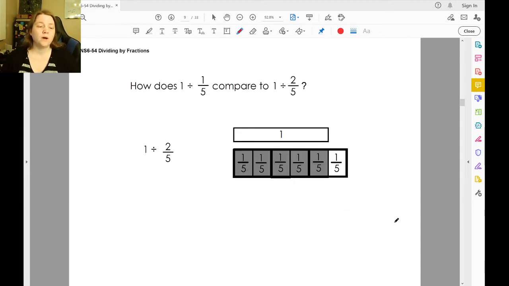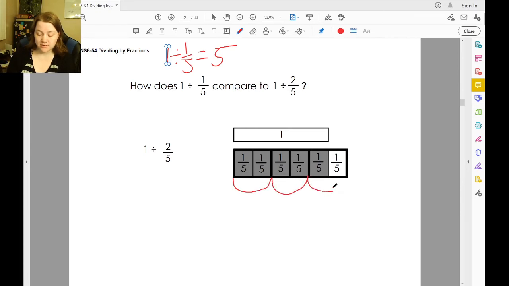How does 1 1/5 compare to 1 2/5? Well, if I want 1 divided by 1/5, 1 divided into 1/5 means I'll have 5 here. If I divide it into 2/5, that means I have 2 wholes and half of another, 2 1/2. Another way to look at this would be saying 5 halves, but we'll get to that in a minute.